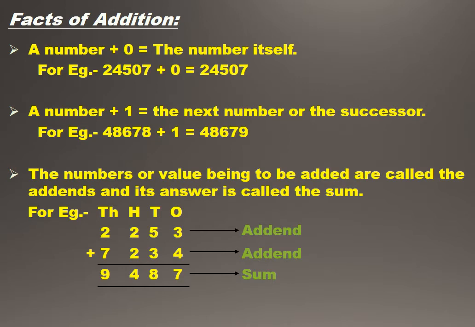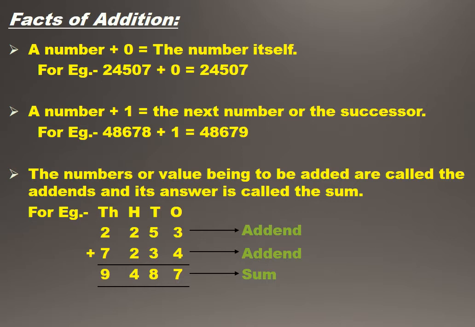Our third property is that the numbers or values to be added are called the addends and the answer is called the sum. You are already familiar with this. All the numbers we are going to add are called addends. And the result when we add them is the sum. For example, one number is 2253 and another number is 7234. These two numbers are addends.